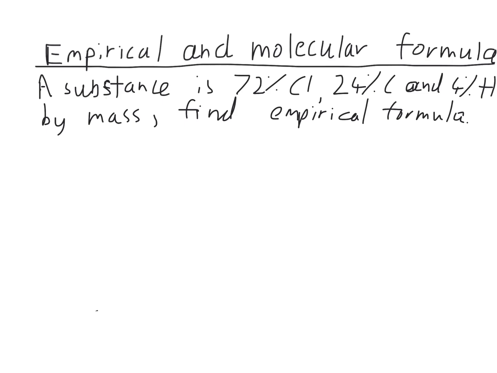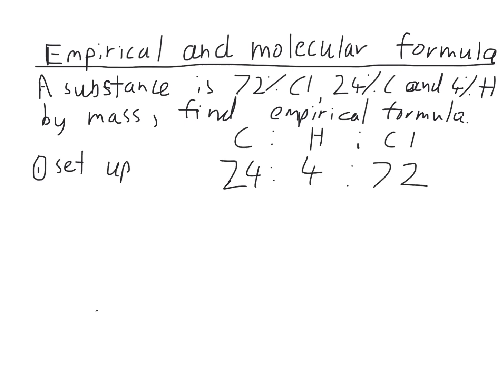We've got a substance, it's 72% chlorine, 24% carbon, and 4% hydrogen by mass. We're going to try and find empirical formula. Step 1 to this is to actually set yourself up. To do that, you assume that you've got a 100-gram sample. You've got 100%, so 100 grams, easy link. That way we can pretend we've got 24 grams of carbon, and then 4 grams of hydrogen, and then 72 grams of chlorine. I've set it up in this order, carbon, hydrogen, chlorine, because that's normally the way it's written, but it doesn't really matter in this case. It will matter later on in other years to come.